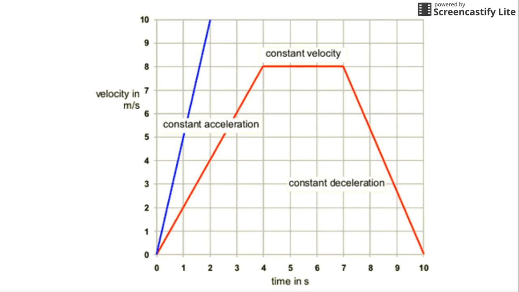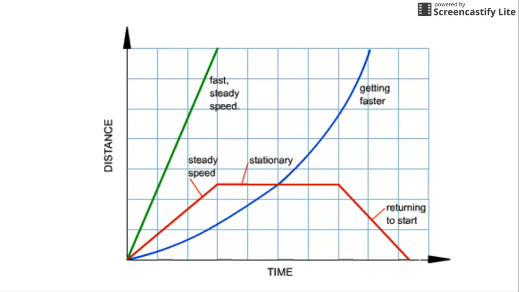So you'll notice here we have this constant acceleration on the first part of this line and this line, constant velocity going across the top, and then constant deceleration. And again, on this graph, we have on the red line a steady speed going forward, a stationary time, and then returning to the start. While this one shows a very fast speed because the slope is higher. And then on this one, we have this curved line, which shows an acceleration.